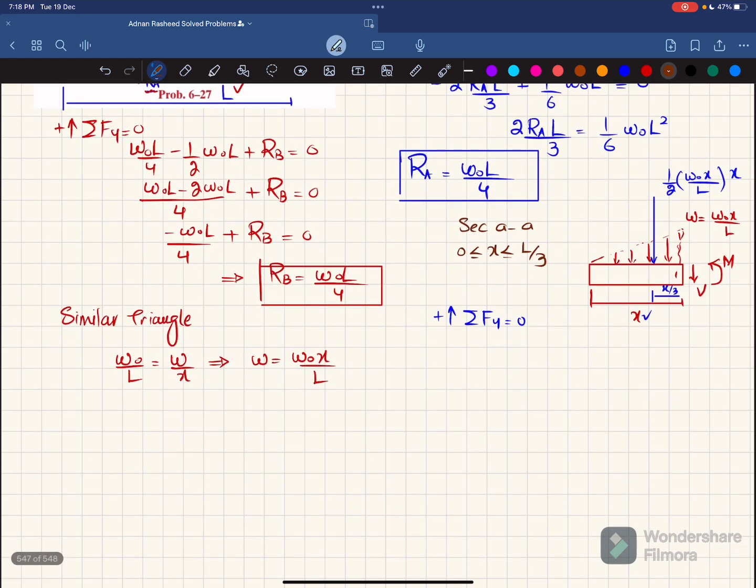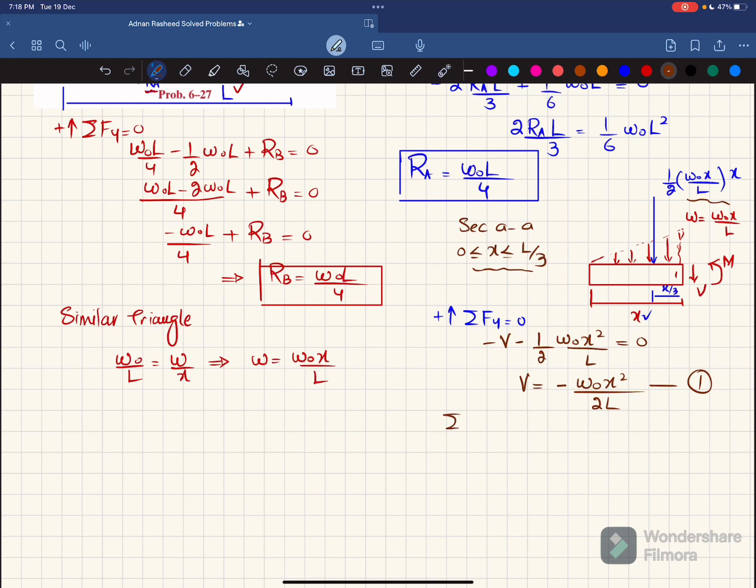So this equation will be valid for this region, clear. Now V is downward, so minus V minus this load is downward. So minus 1 over 2 W naught X square over L is equal to 0. So from here you will get V is equal to minus W naught X square over 2L. Let this be your equation number 1.